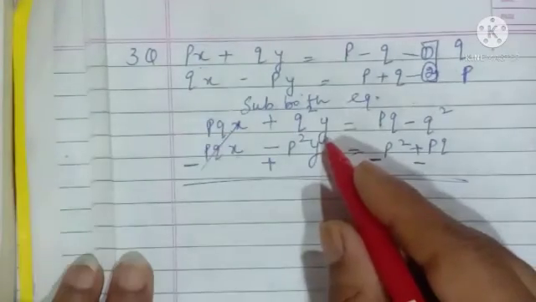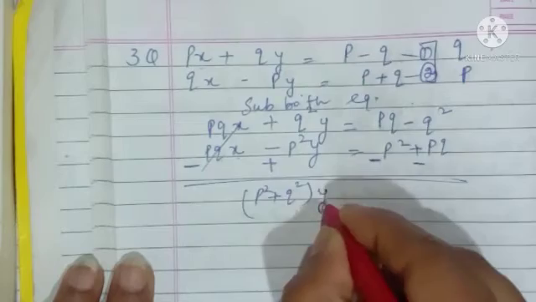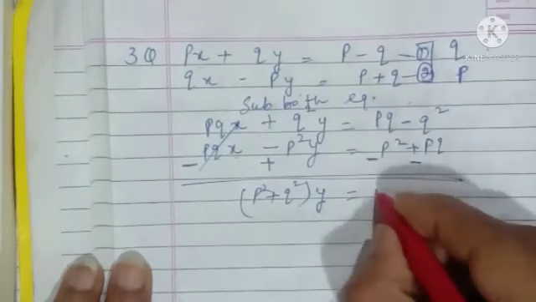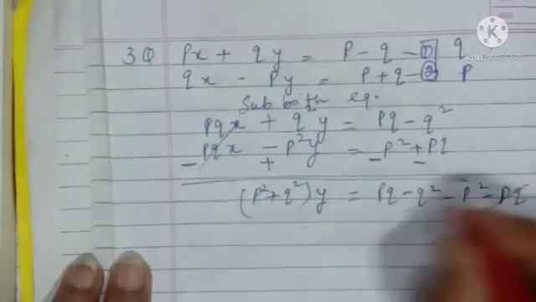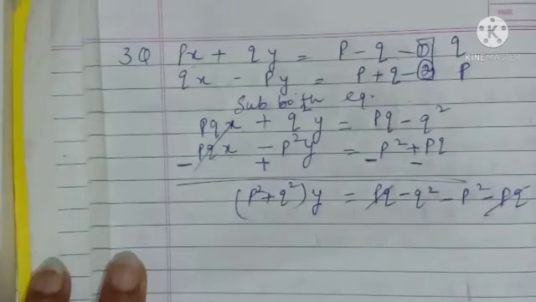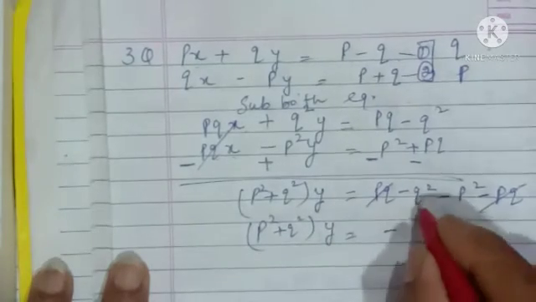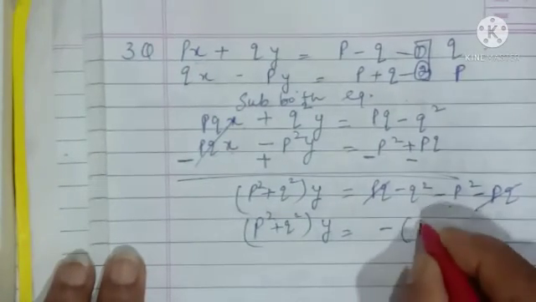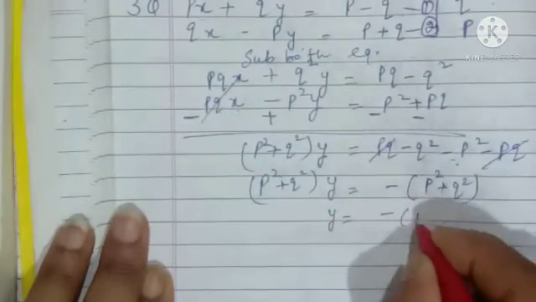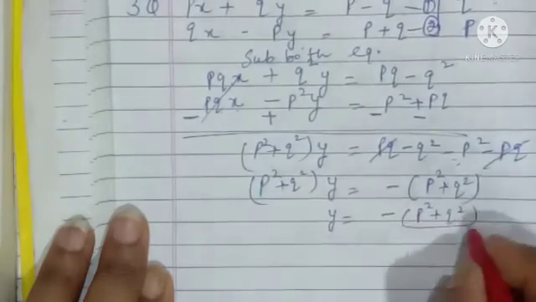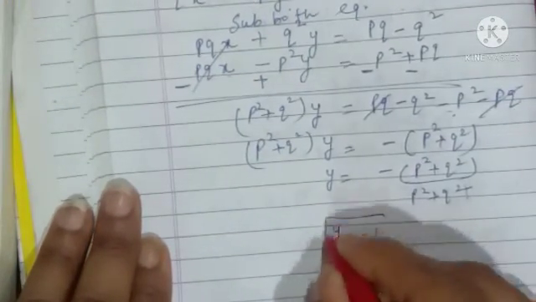Now let us equate the terms with the variable y, that is p square plus q square into y. Y I have taken as common. From this I will write all the terms, pq minus q square, then minus p square, then minus pq. This may be cancelled. Same terms with opposite signs. Here you get p square plus q square in bracket into y. From these two terms I can take negative sign common. I get p square plus q square inside the bracket. Here I get y is equal to minus p square plus q square over p square plus q square. You may cancel both terms. You will get from here y is equal to minus 1.